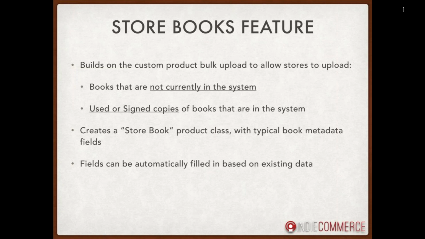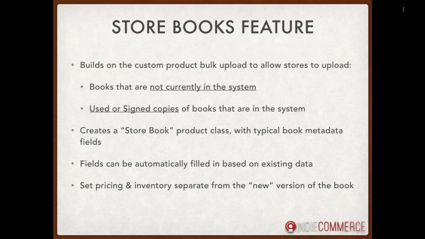Those fields can be filled in automatically based on existing data. So if you have a number of used books, or maybe used copies of things that are also in the system as new books, you can upload a spreadsheet that basically includes the ISBN and your unique sell price for that book. And the rest of it, the title, the author, the publication date, all that stuff will be filled in automatically if our system finds a match for it. So you don't have to upload a spreadsheet with all the metadata as long as the book already exists. But it does give you the power to set pricing and inventory separate from the new version of the book.